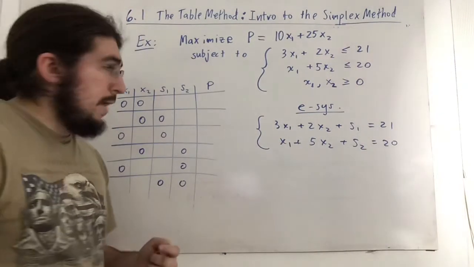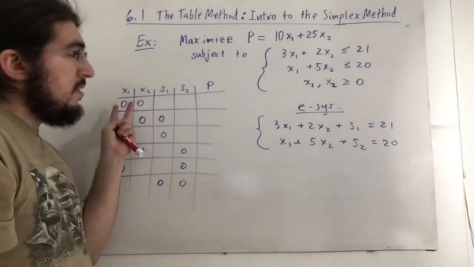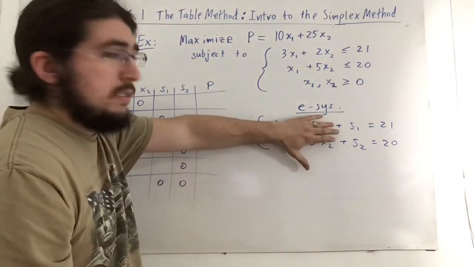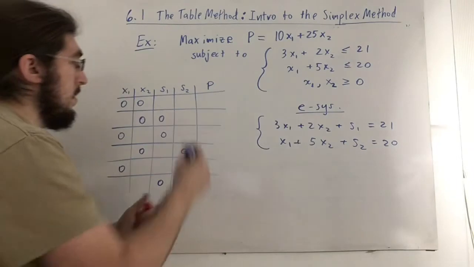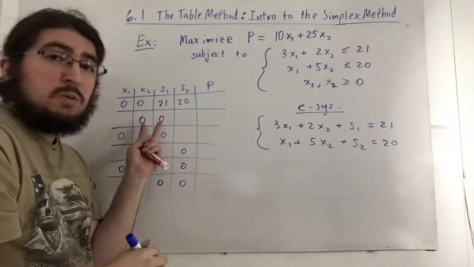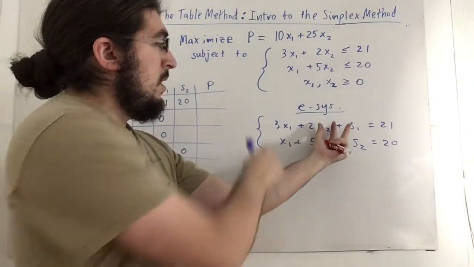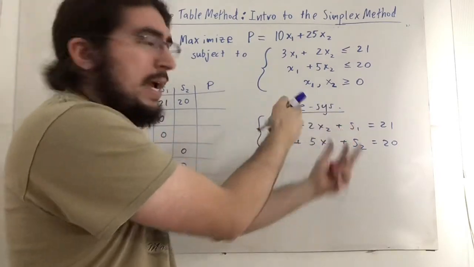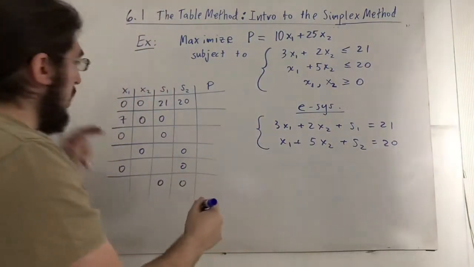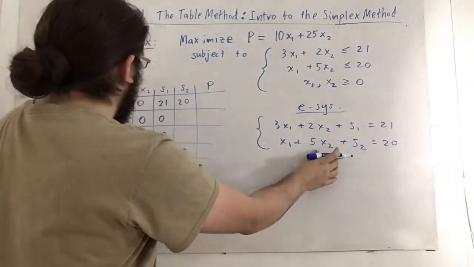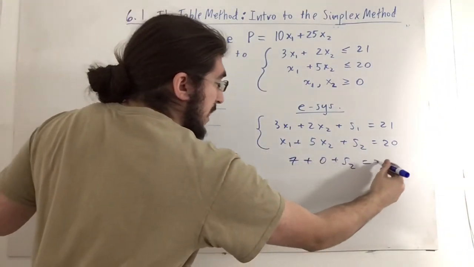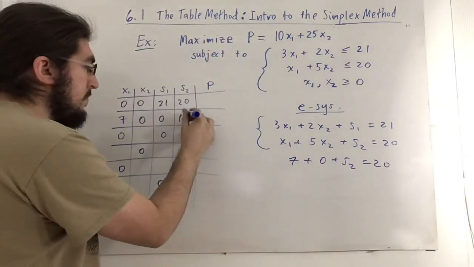So now let's see what's happening. When you plug in x1 and x2 to be 0, you get s1 is 21, s2 is 20. Perfect. What about when x2 and s1 are 0? Then 3x1 is 21, divided by 3, x1 is 7. So what's s2 then? Let's plug in. x2 is 0, x1 is 7, so we get 7 plus 0 plus s2 is equal to 20. Subtract 7, s2 is 13.